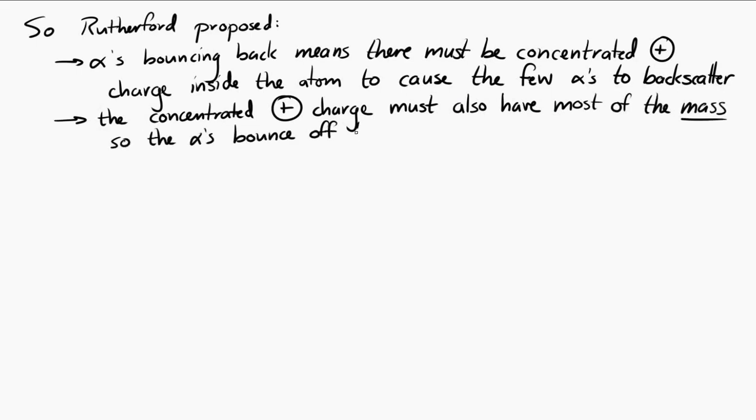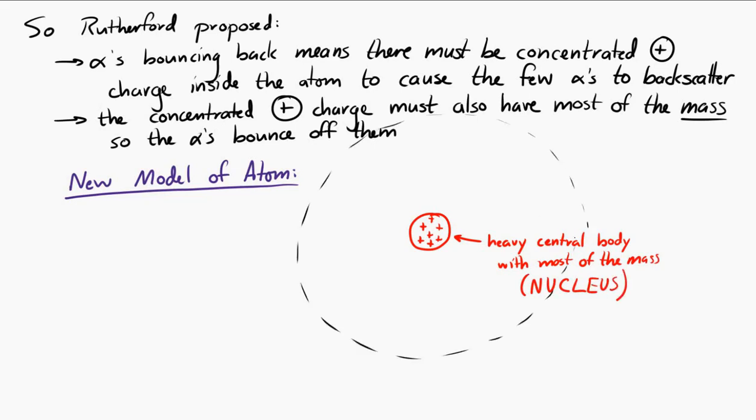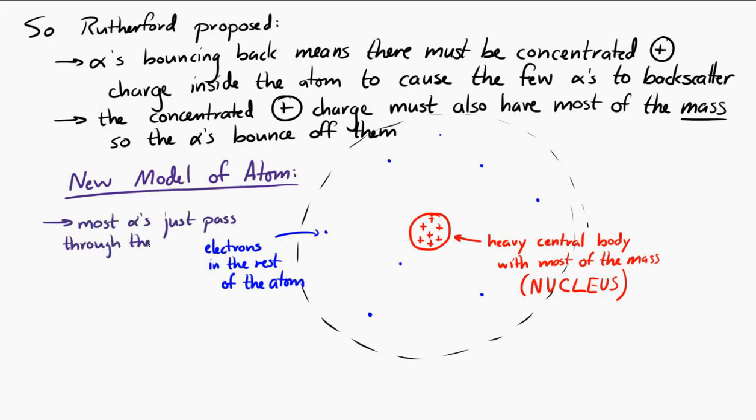So, they proposed a new model for the atom. They proposed that the positive charges were contained in a heavy central part of the atom, called a nucleus, and that the electrons were in the outer part. So, this way, if you sent in a fast, positively charged alpha particle, usually it's going to go through the outer part of the atom where there are these electrons, and it'll just pass through.